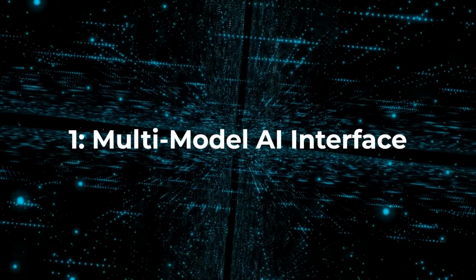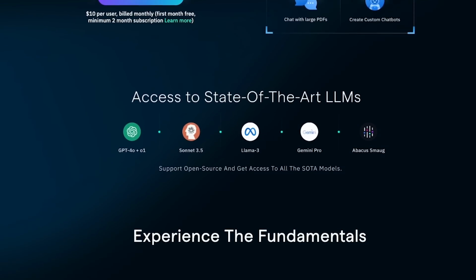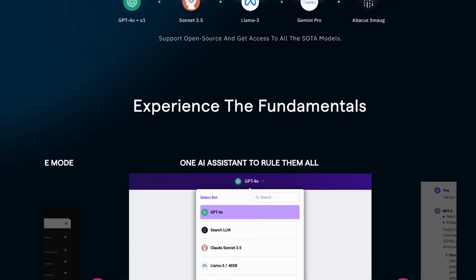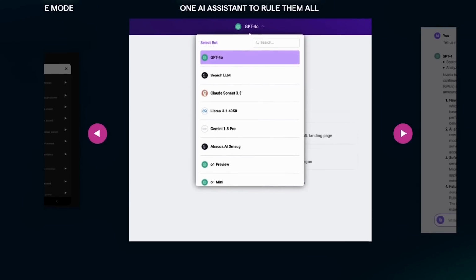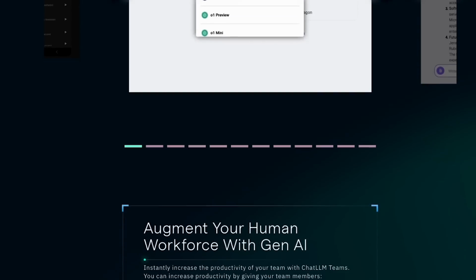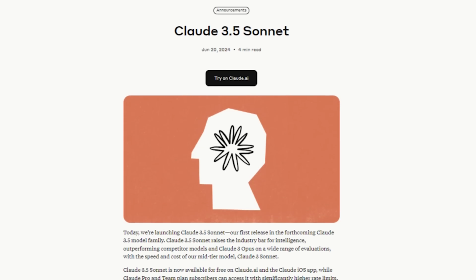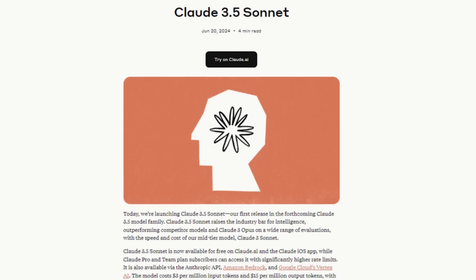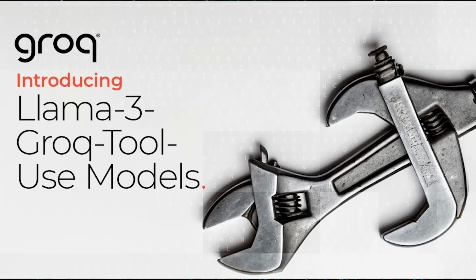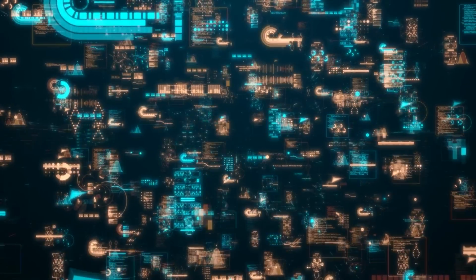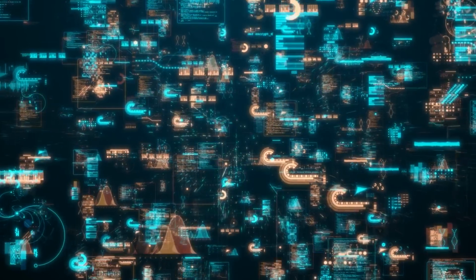Number 1. Multi-model AI interface. One of the standout features of ChatLLM Teams is its multi-model AI interface, offering users the flexibility to select from a range of AI models tailored for specific tasks. Alongside GPT-01, other advanced models like Claude Sonnet 3.5 and Llama 3 on Groq enhance the platform's capabilities by providing diverse AI strengths. This variety means you're not limited to a one-size-fits-all approach.